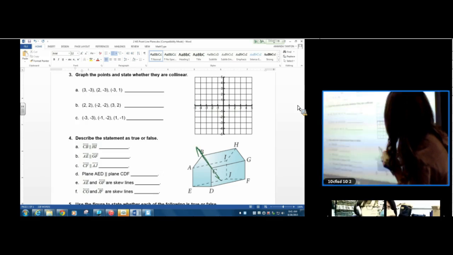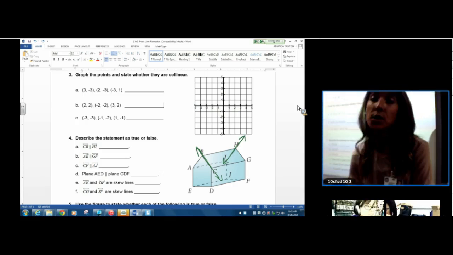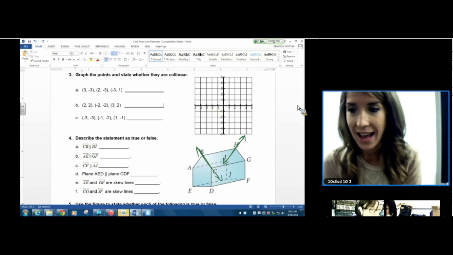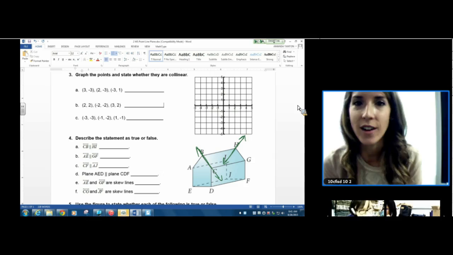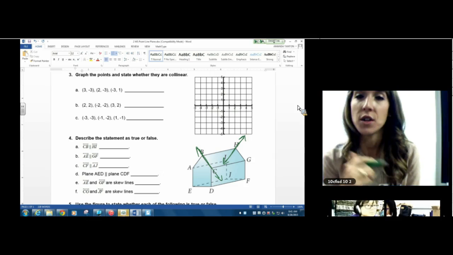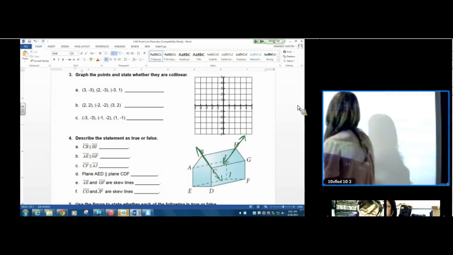is parallel to HI. CB is parallel to HI. So parallel lines are coplanar lines that do not intersect. Those are not coplanar. Those are not in the same plane. I could not put a plane through those. So you're right, those are not parallel, they're skew. So that's why that one is false.